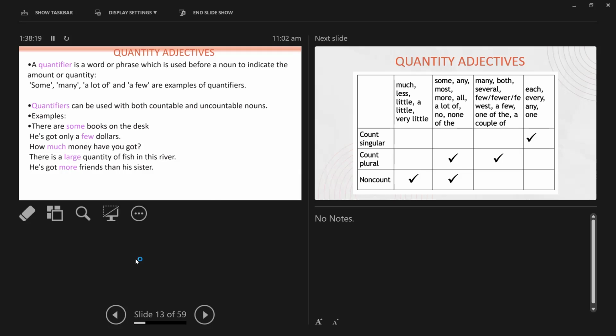Okay? Now, when it comes to the quantifiers, many, both, several, few, fewer, fewest, a few, one of the, a couple of, pwede mo lang siyang gamitin sa count plural. Hindi siya pwede sa non-count. Okay? Count plural. Pencils. There are many pencils in the office. There are a few people, there are a few students today.